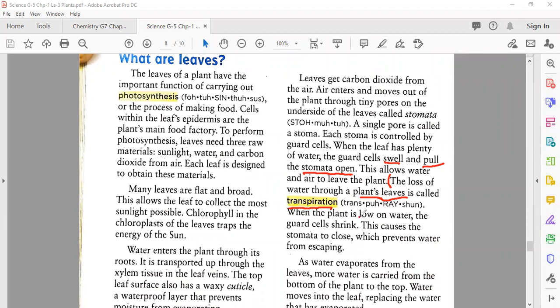When the plant is low on water, the guard cells shrink. That is to say, these two cells just shrink, and then this pore is closed. This causes the stomata to close, which prevents water from escaping.